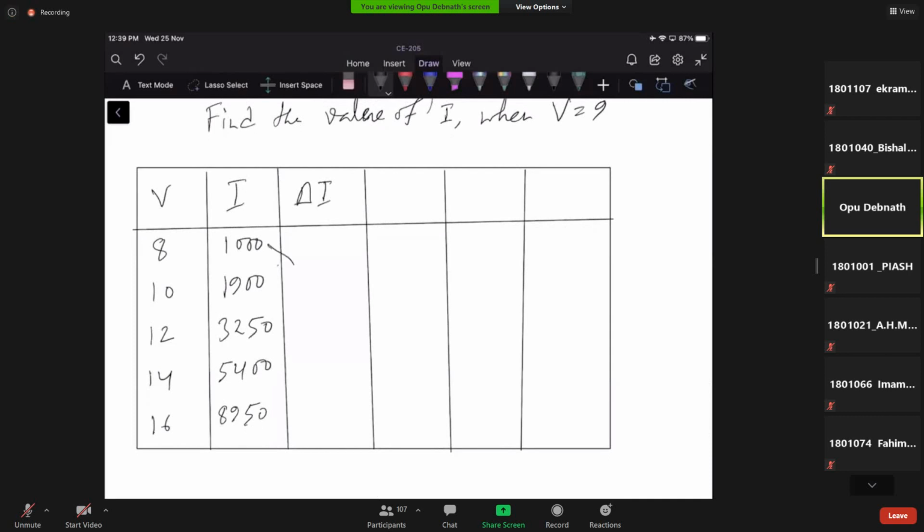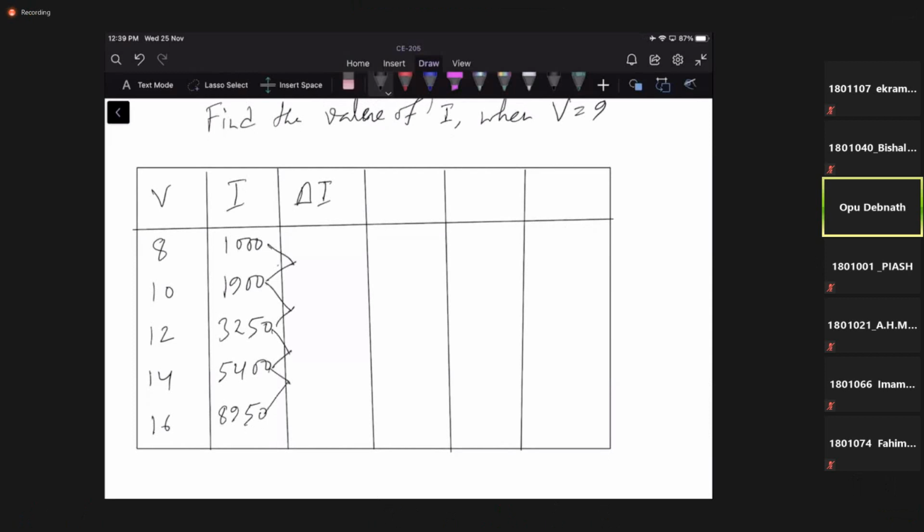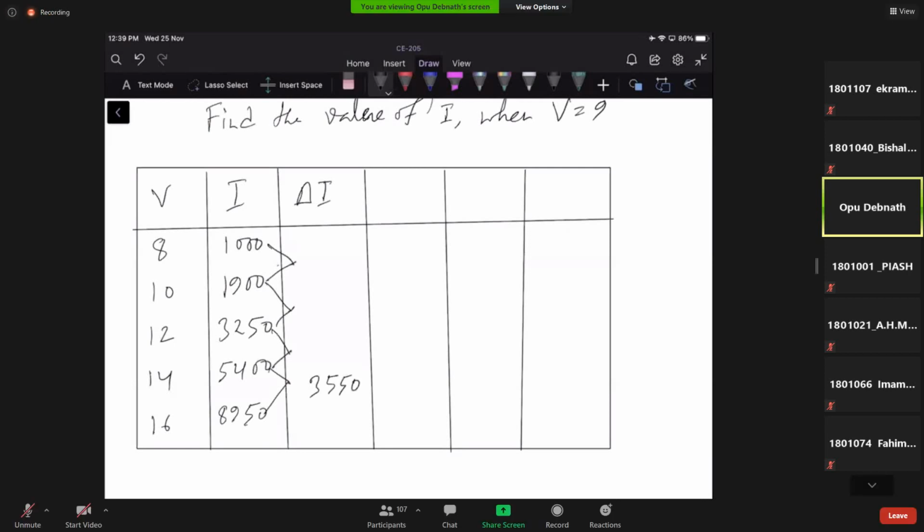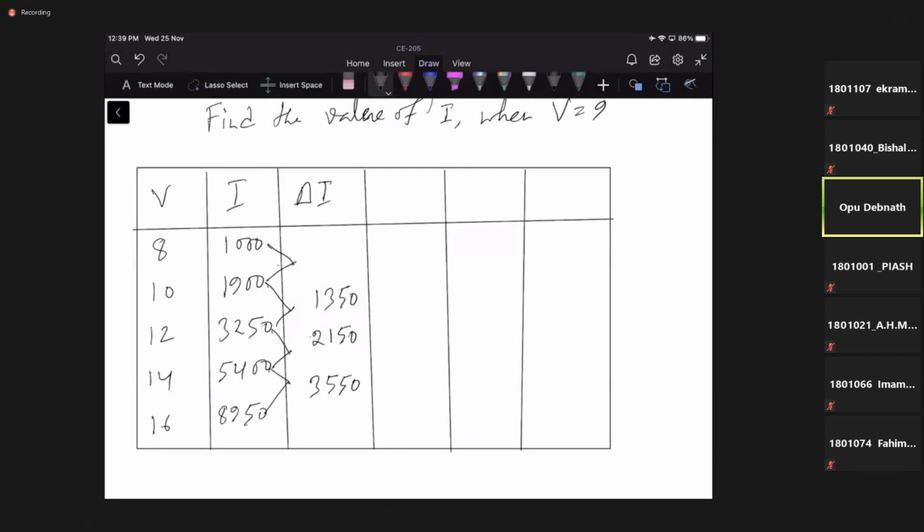First, this value will be the difference of these two, and I gave you a technique: start from the bottom side. That means 8950 minus 5400 gives you 3550. Again, 5400 minus 3250 gives you 2150. This minus this gives you 1350, and these two differences will be 900.